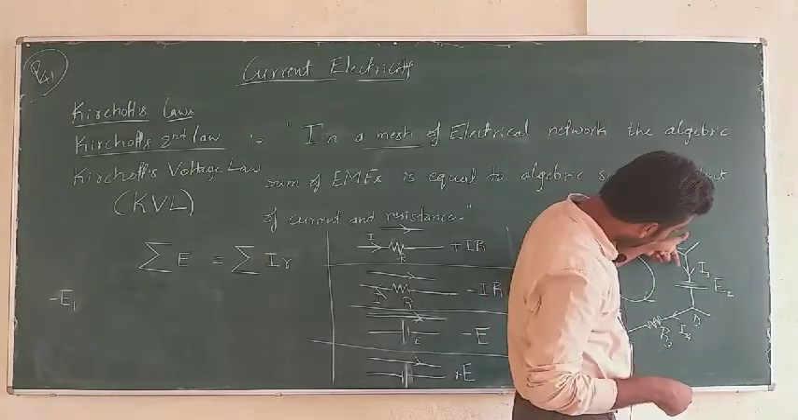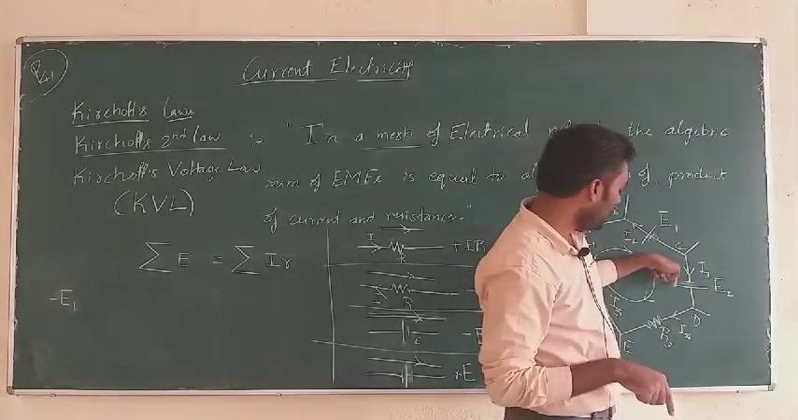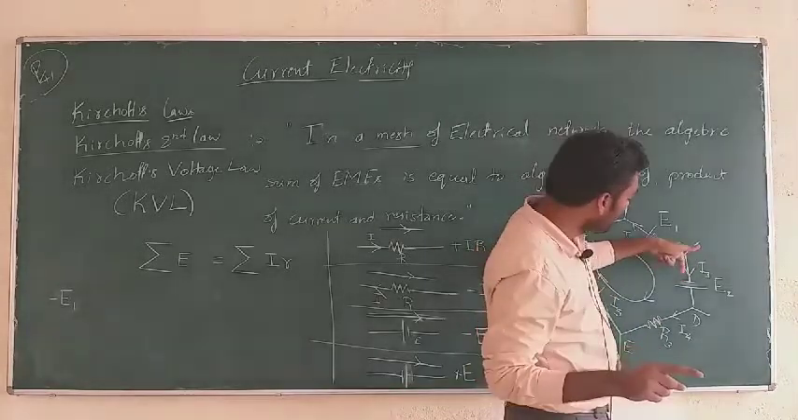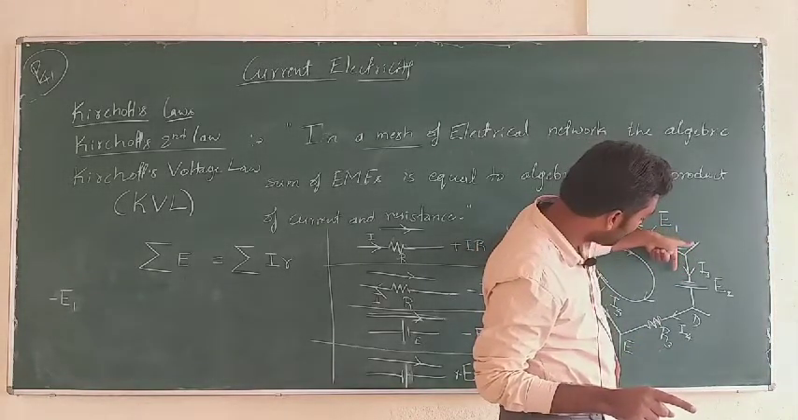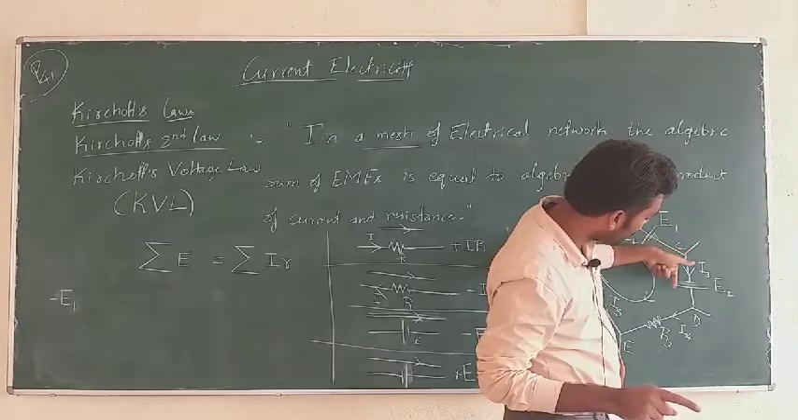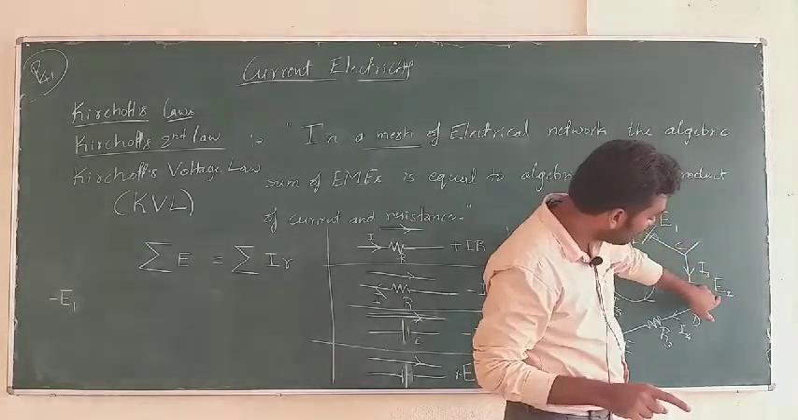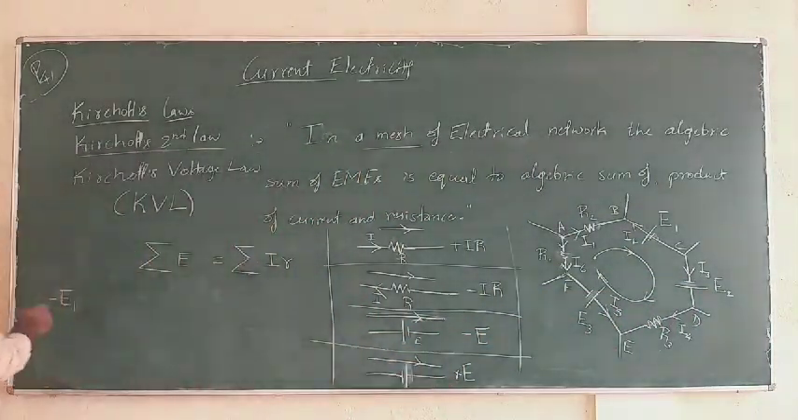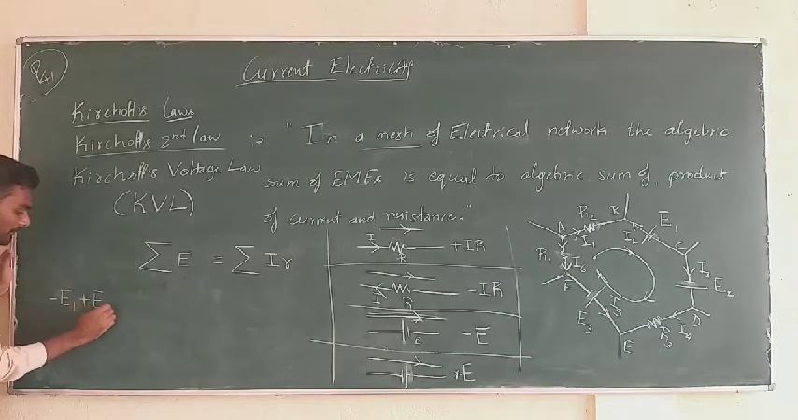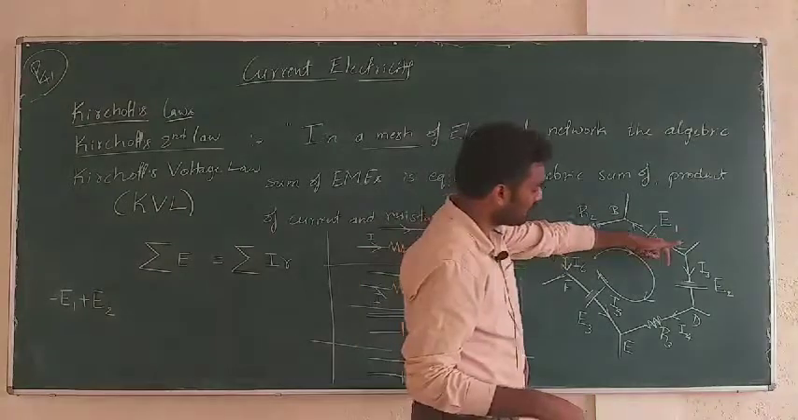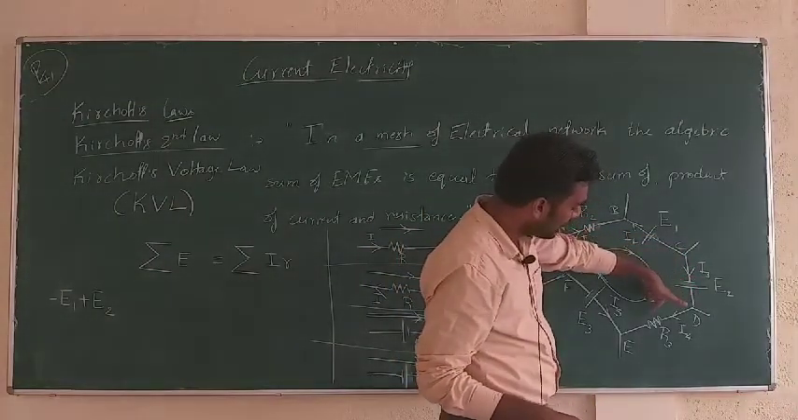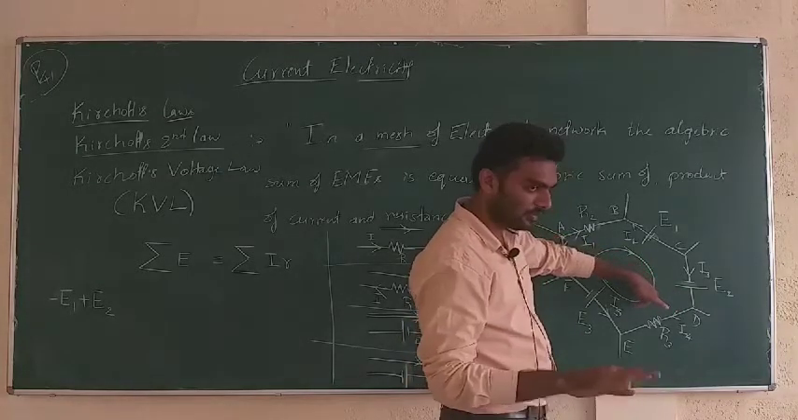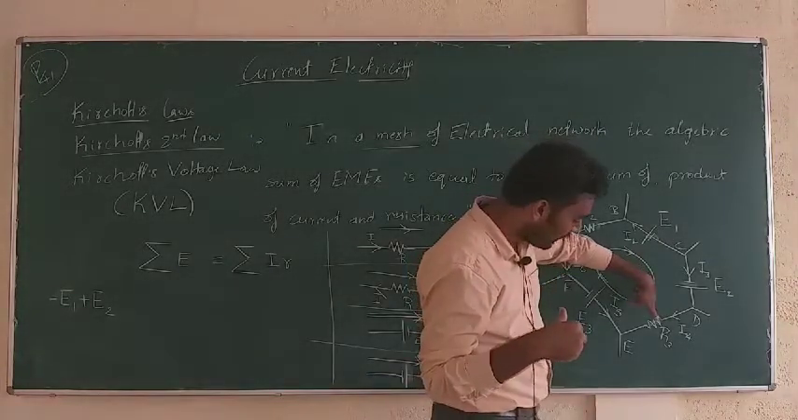Then I move ahead and I see one more cell here. This time I see the negative terminal of the cell first when I am on the path of traversal like this. So E2 is the EMF. What sign should I assign? Positive sign. So, minus E1 plus E2. And I move forward in the mesh. There I see a resistor. The resistor is not important for me now because I am worried about the LHS part, and I move forward.